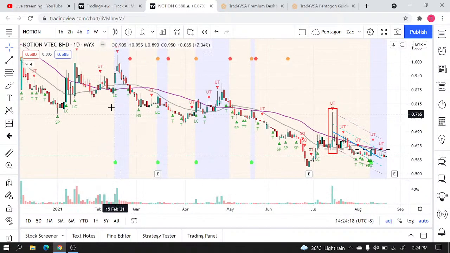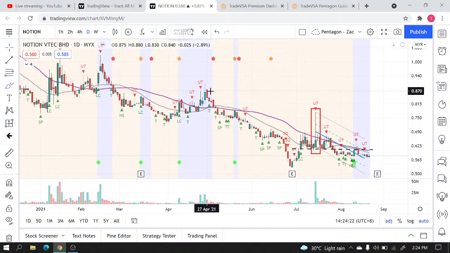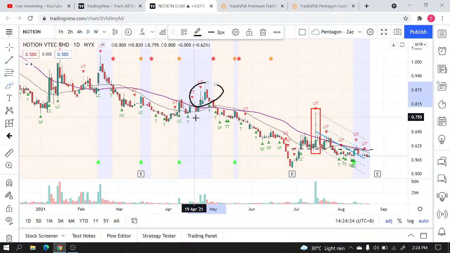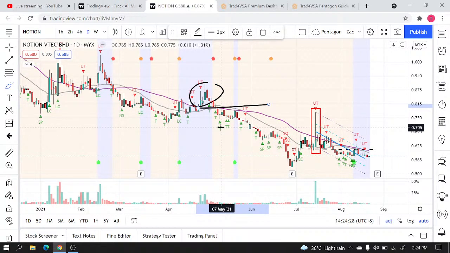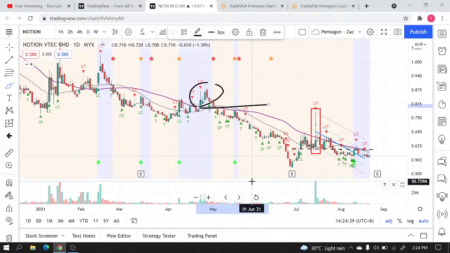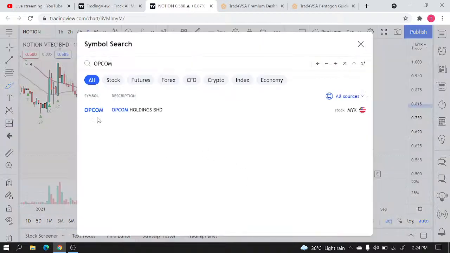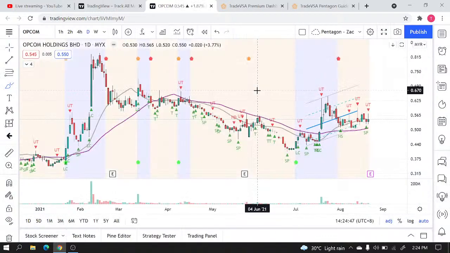So usually when they try to cross, like for example this UT here, a few things I will look into: is there a gap? Is there a successful test on the gap or not? In this case, it seems like I want to test at the above 24, but it failed again. So usually when I look for entry, I'll make sure I enter very close to the low of the UT.